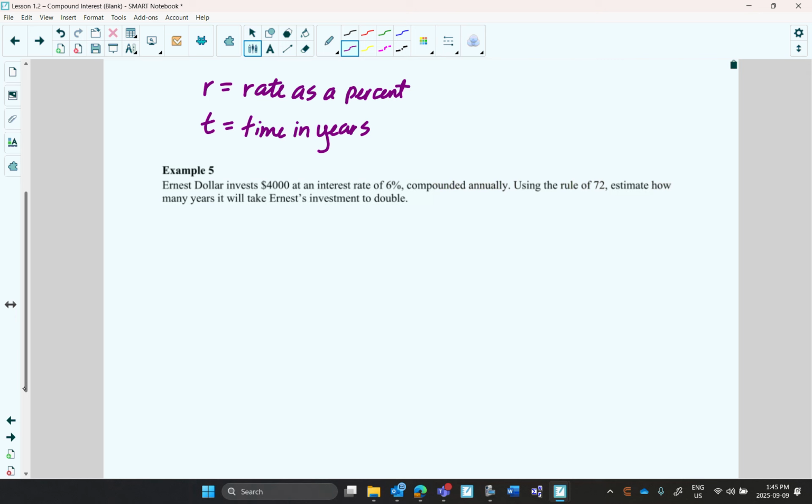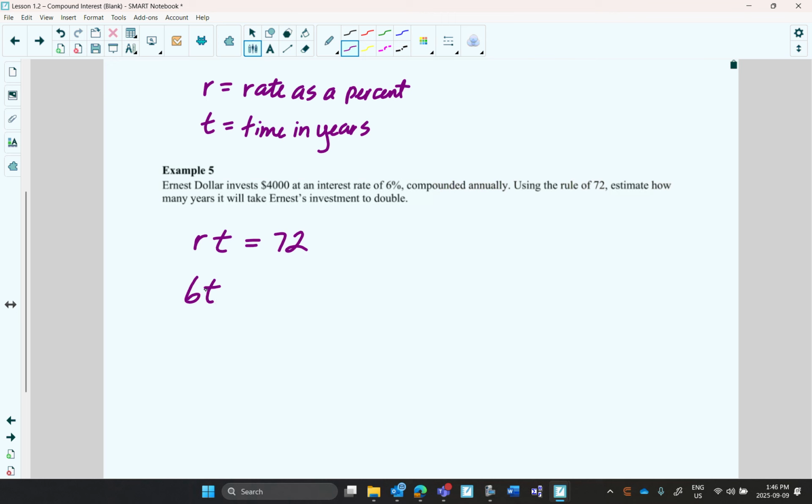Okay, so Ernest Dollar invests $4,000 at an interest rate of 6%. Using the rule of 72, estimate how many years it will take his investment to double. Well, remember, R times T is equal to 72. Any of you know R? R is the rate of interest. What's the interest rate? 6.